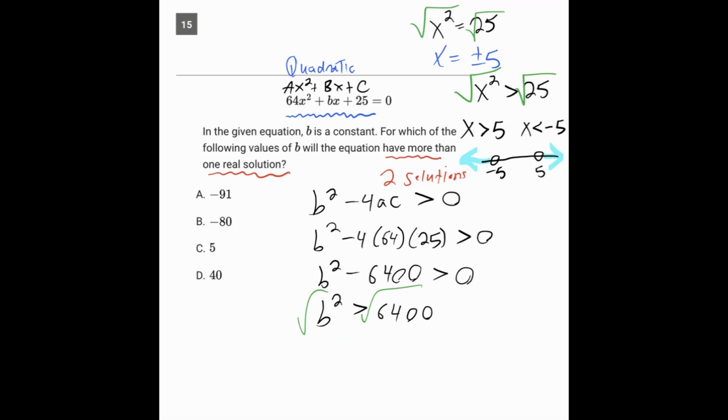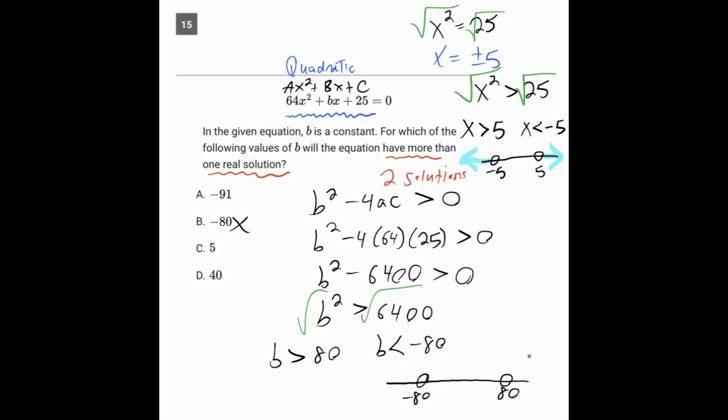So similarly for ours, we have b squared greater than 6,400. Square root of 6,400 is 80. So this is going to be b greater than 80, b less than negative 80. Now greater than and less than, those are very strict words. That means the solution cannot be where the 80 or the negative 80 is on a number line. So you have negative 80 here, positive 80 here.